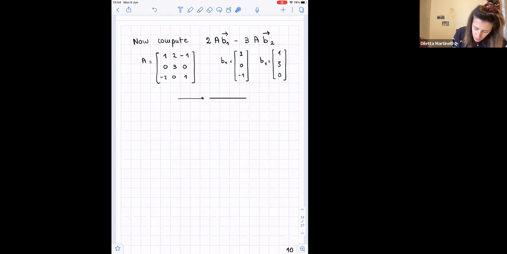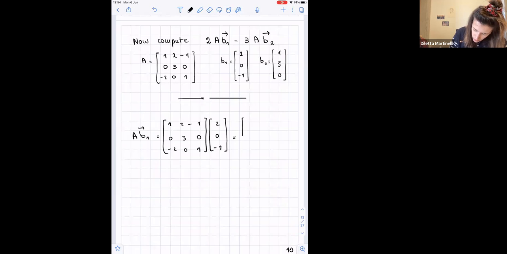Let's do it together. So first apply A to B1. So A is 1, 2, minus 1, 0, 3, 0, minus 2, 0, 1, applied to the vector B1. So what do we get here? Again, could you write in the chat, what is the vector that we obtain?